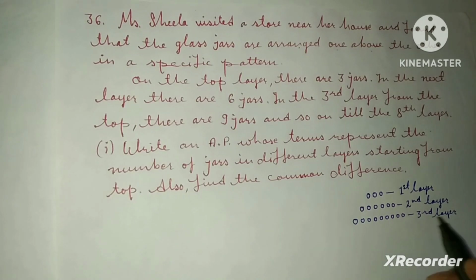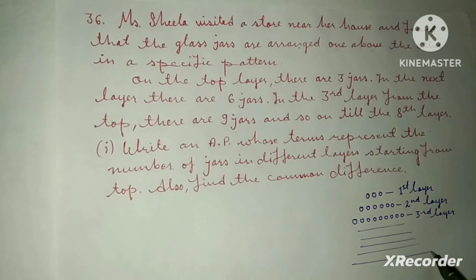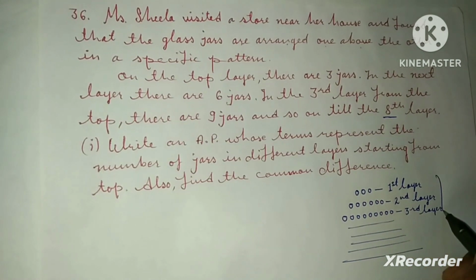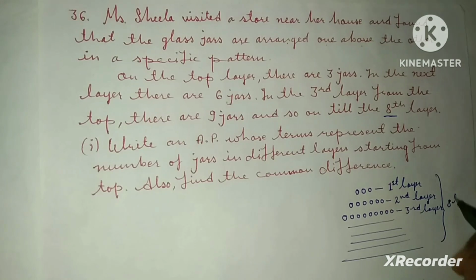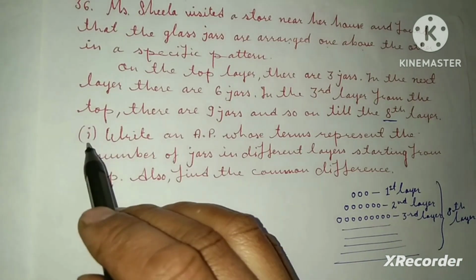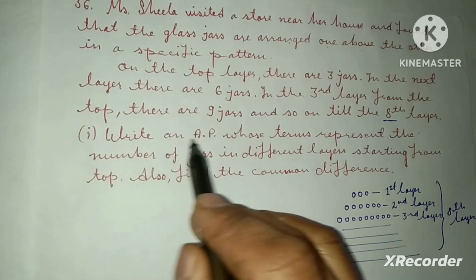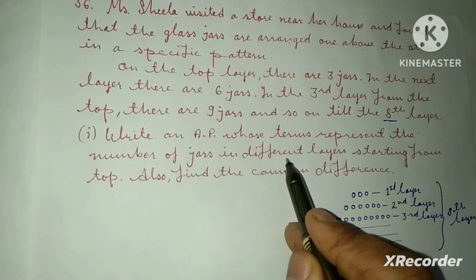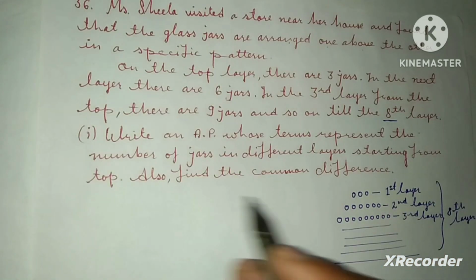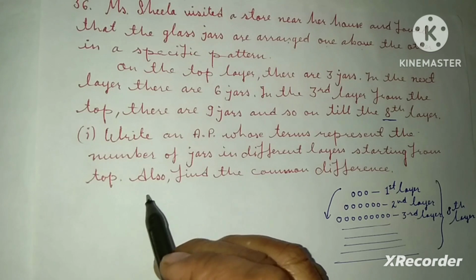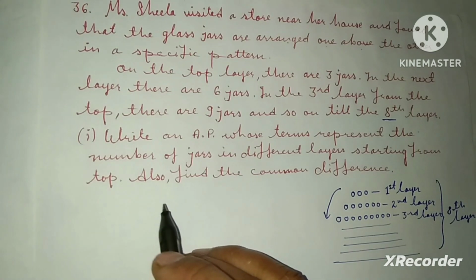And in this way this pattern goes to 4th, 5th, 6th, 7th, 8th layer. Now the question is, write an AP whose terms represent the number of jars in different layers starting from top. Okay students, it's a very simple question. Here we just have to make an AP, right?